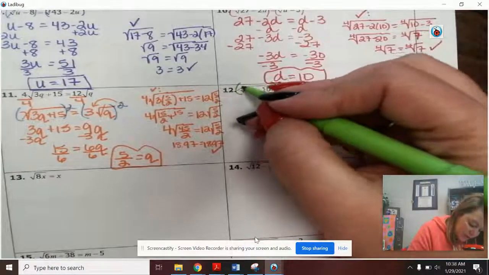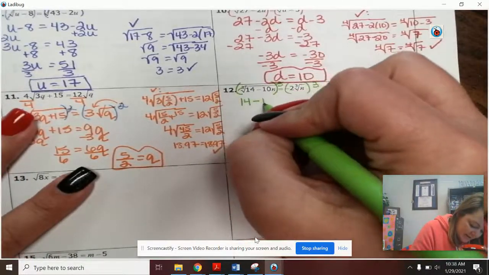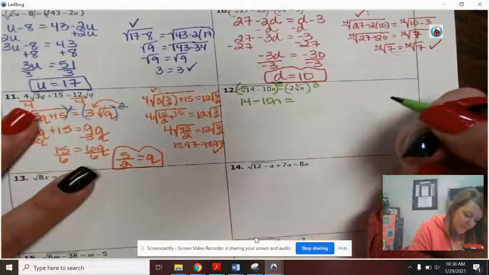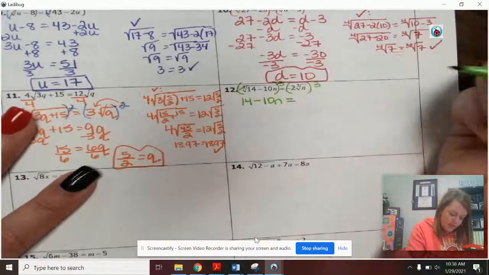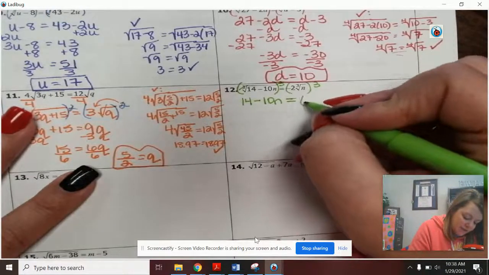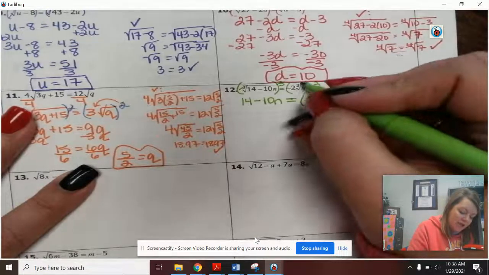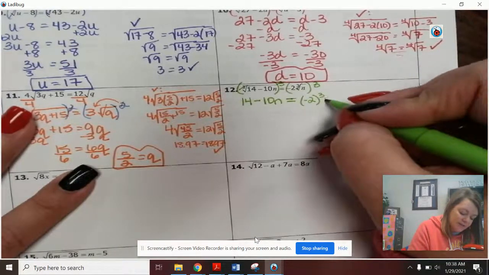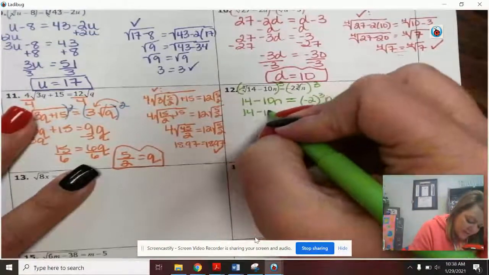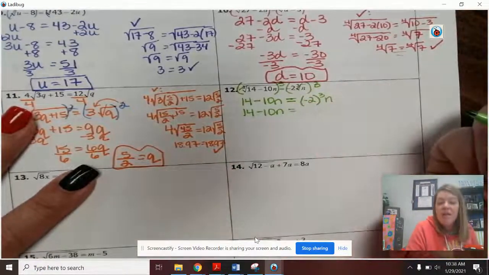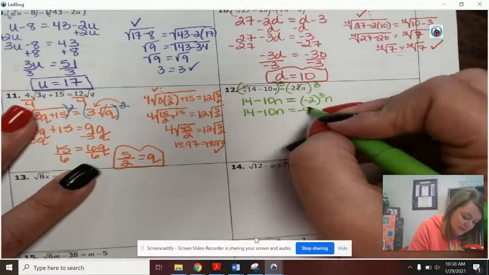So the cube root and the cube cancel each other out, and I get 14 minus 10n equals. Now, I have to be careful here. This 3 has to go onto that negative 2. I'm going to write it out so you can see it. It has to be negative 2 cubed, and then the cube root of n and the cube cancel each other out, so that's just n. So this simplifies to 14 minus 10n equals negative 2 times negative 2 is 4, times negative 2 is negative 8n.